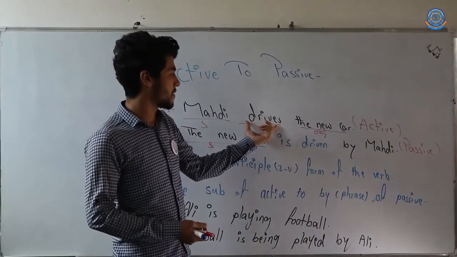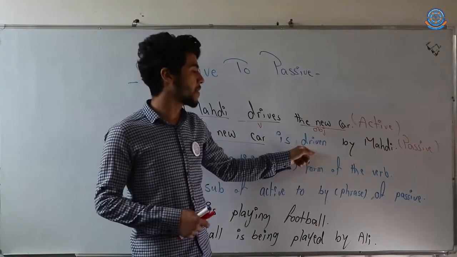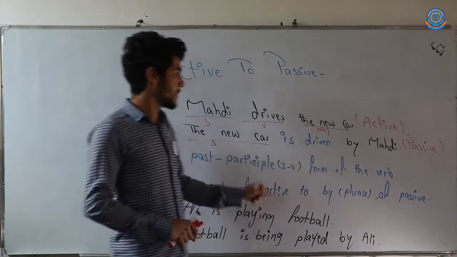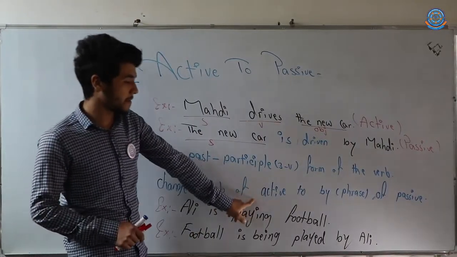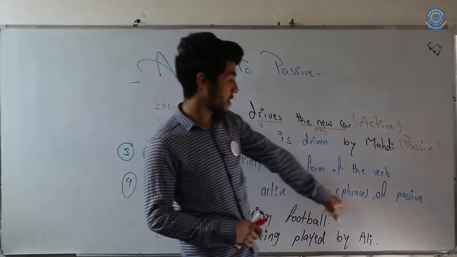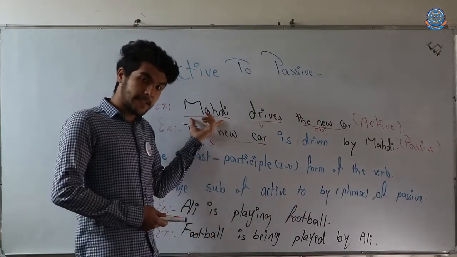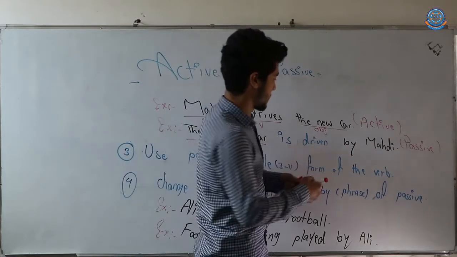Our main verb in simple present is drives, but we have changed it into a passive sentence like driving. Driving is the third form of the verb. And the fourth rule: change the subject of an active sentence to the by phrase of the passive. I mean, use the subject of the active sentence as by plus object.